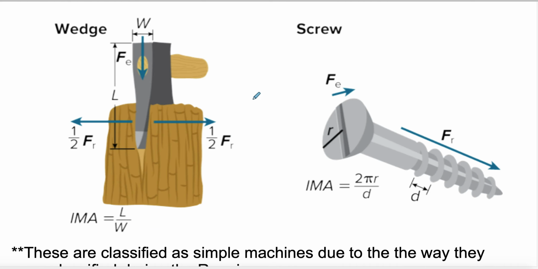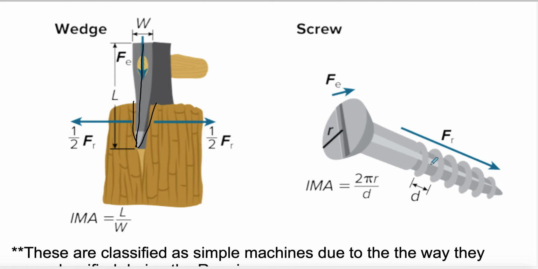A couple other ones that are deemed simple machines, now they might not seem as simple, would be a wedge and screw. And I had a discussion previously with the last physics class about why these are classified as simple machines, because if you see this one, we can split a wedge in half, and we have an inclined plane here and an inclined plane here. So really a wedge is two inclined planes.